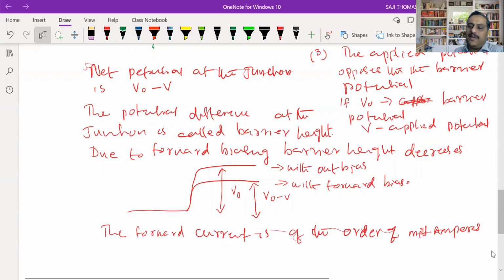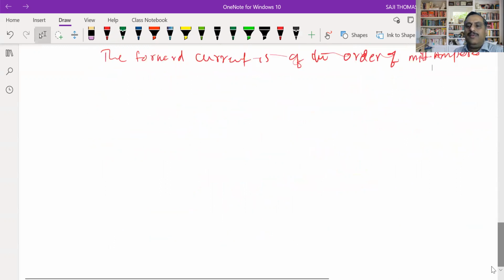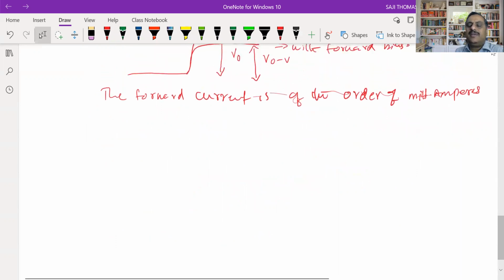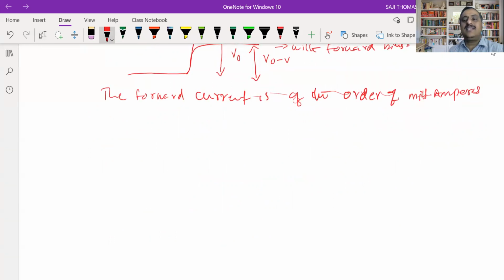This is about forward bias. Now we will discuss reverse bias. In reverse biasing, the P section of the diode is connected to the negative terminal and the N section is connected to the positive terminal of the battery. Let us see what happens during this reverse bias.